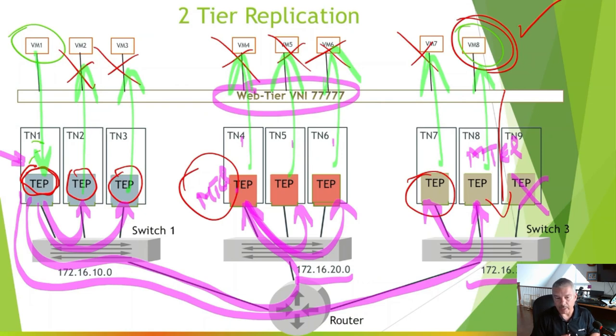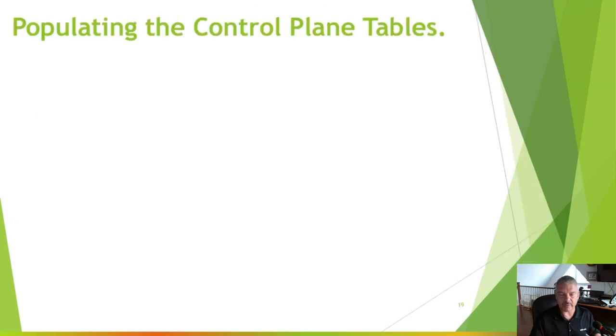You can change that if you want. You could even change it on a per segment basis. I want this guy to be using two-tier and this guy using head replication, if you want to. I don't know of a good reason to change it over to head replication today. Maybe if you've got some kind of hardware Geneve bridge in your environment, and it doesn't understand what two-tier is, you may have to make that segment head replication. That's the only thing I could possibly think of. So this is how we handle broadcast and unknown unicast.